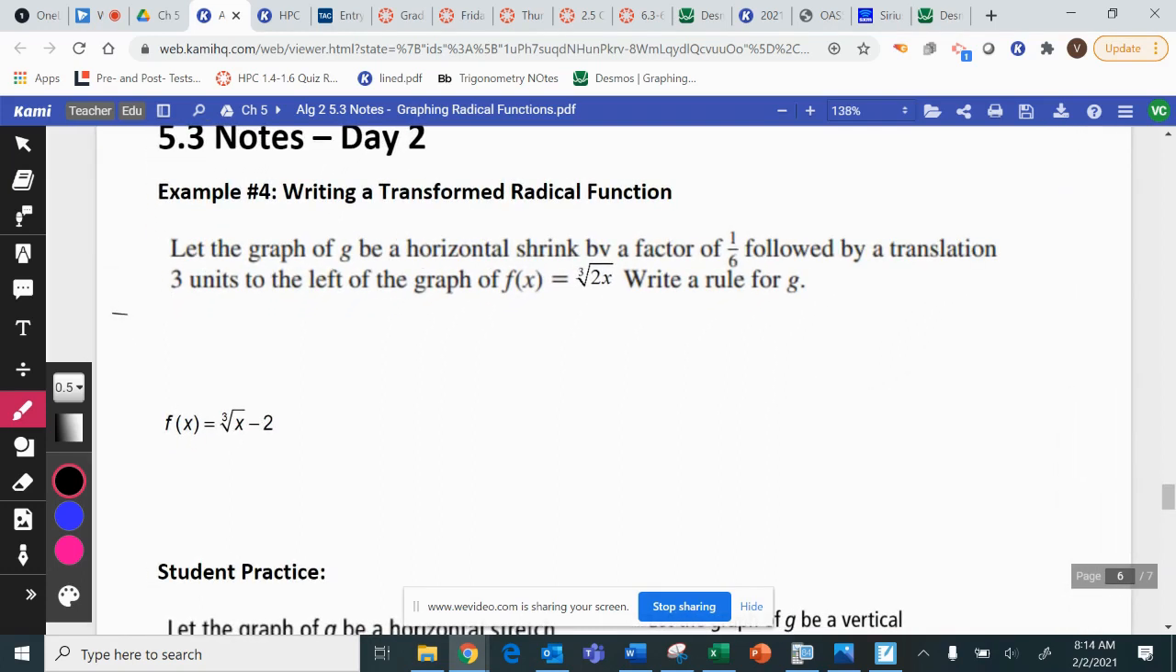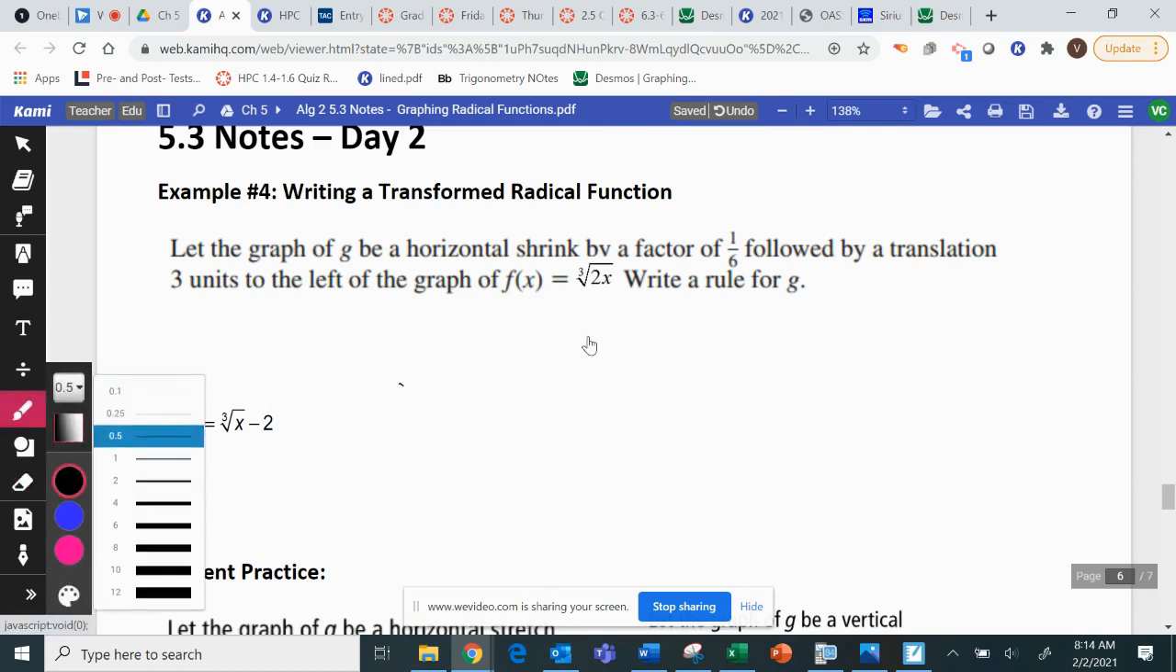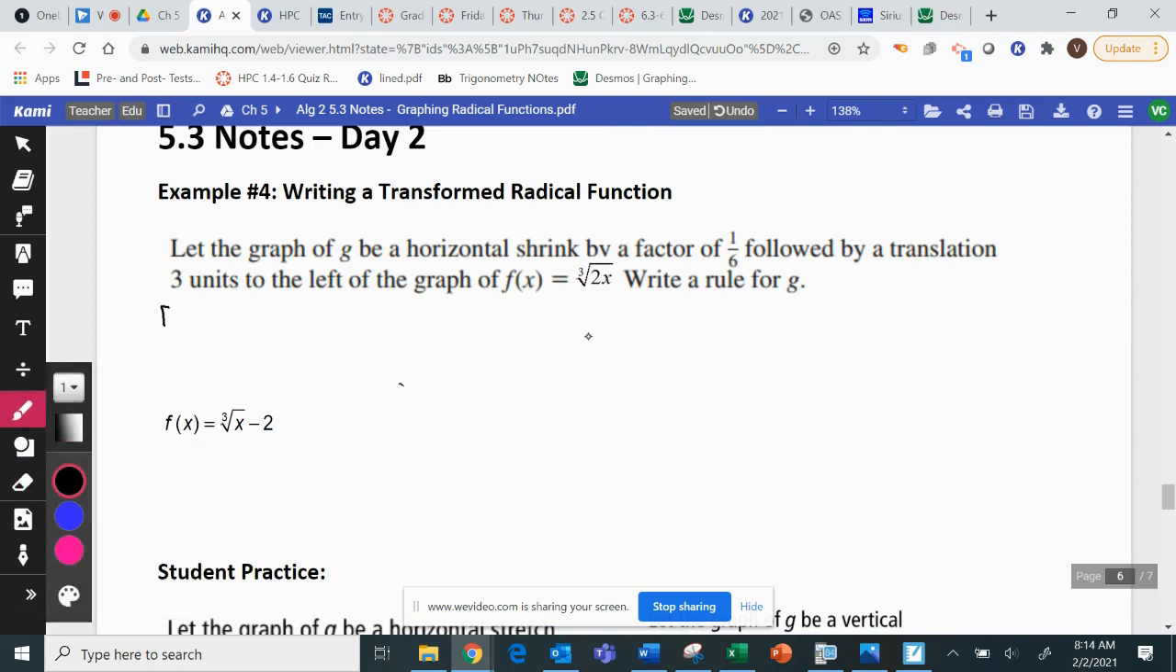So the first one says, let the graph of g be a horizontal shrink by a factor of 1/6, followed by a translation 3 units to the left of the graph of f of x equals cube root 2x. And we're going to write the rule for g. So it's been a while since we did this. Just copy down my question there.